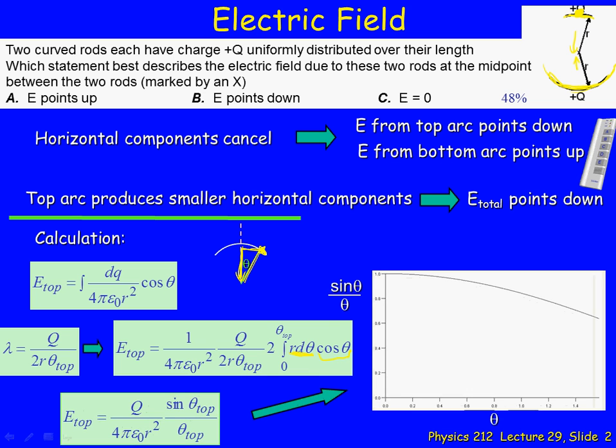And if we go ahead and do that, we can see that doing the integral, the vertical component of the electric field goes as sine of theta top, so that's the maximum angle, how far it's spread out, divided by theta top. And I just did a plot here, and you can see that the more it's spread out, here we're going out to angles of 1.4, the weaker the vertical component is of the electric field. So the calculus matches what we expected.